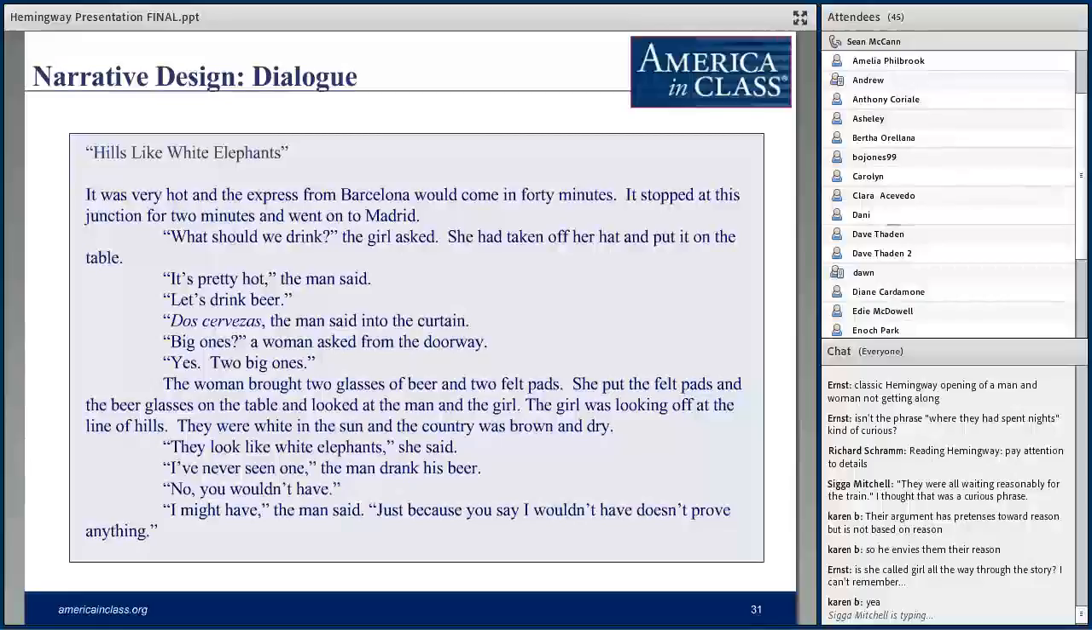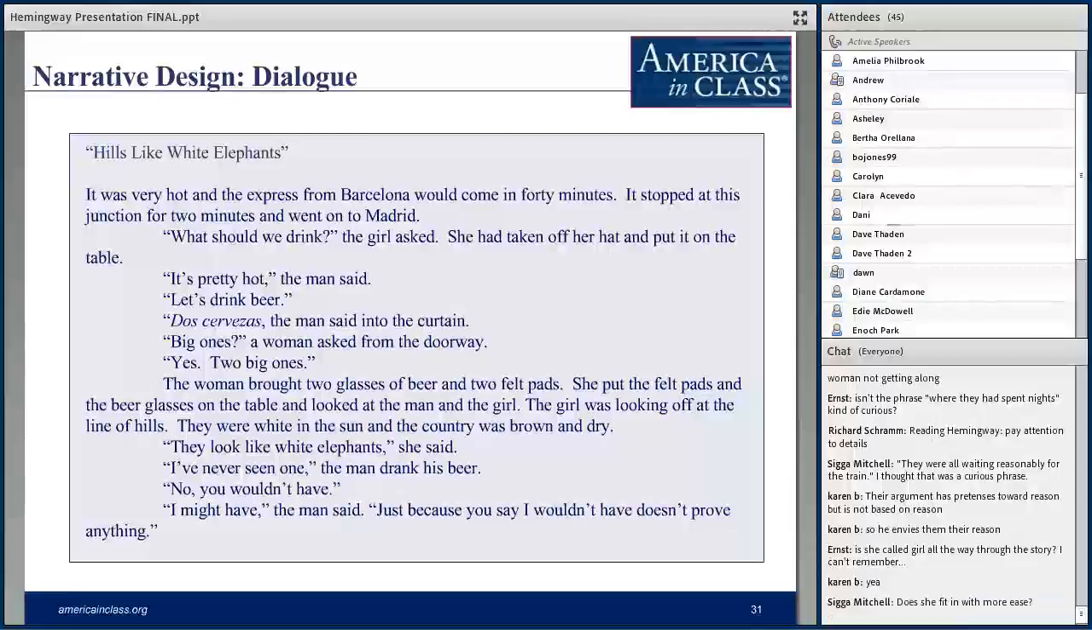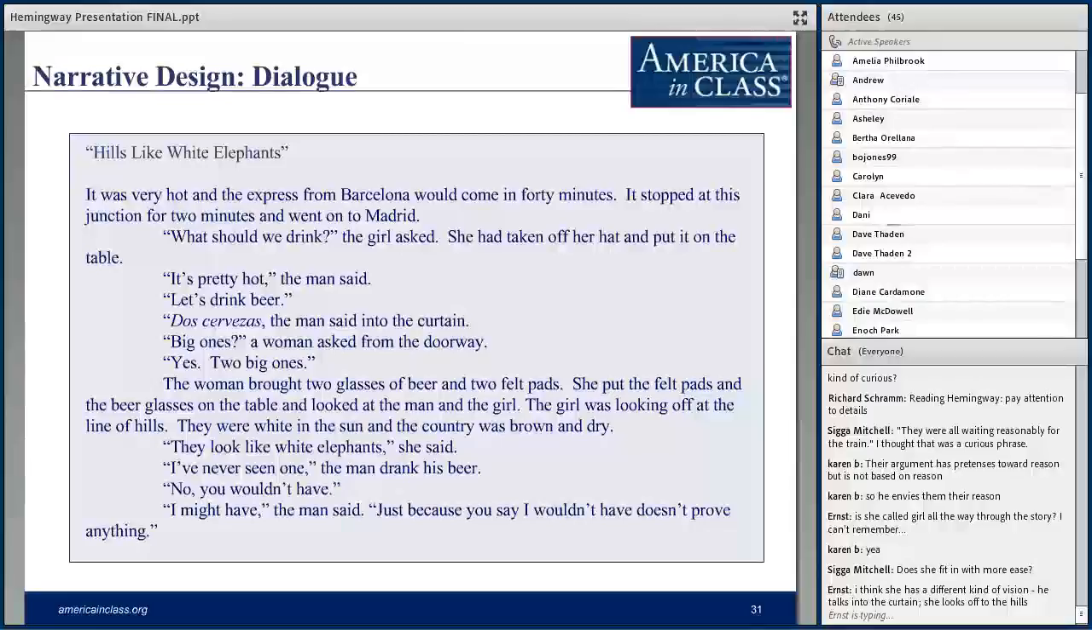I would say that we don't even have to get very far to know about these characters. If you just look at the first exchange: what should we drink, the girl asked. It's pretty hot, the man said. Let's drink beer. I think you automatically know something about them there. We know that the woman is going to take the lead here. Surprisingly, the story shows a Hemingway-like man looking kind of weak and pathetic and defensive. From the first, the woman is the provocateur of the conversation.